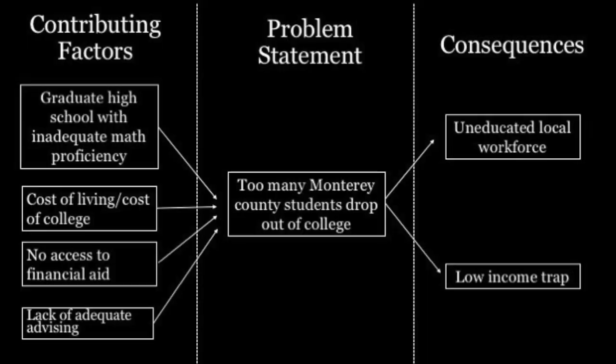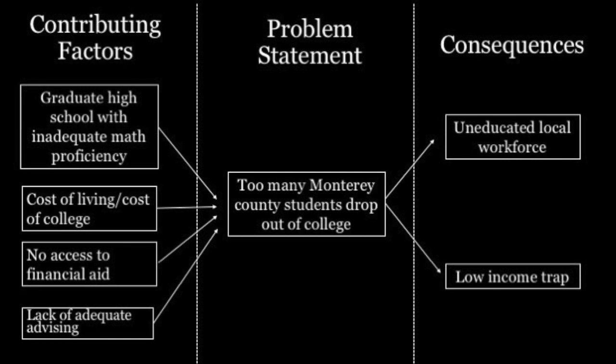Let me give you an example. Here we have in the center a problem statement: too many Monterey County students drop out of college. Right? When we were formulating the problem statement, we had to quantify the problem. We have found that there are many students who are beginning college but not finishing it. Now, there may be many reasons for why this is happening. We have some contributing factors on the left. These are some of the reasons.